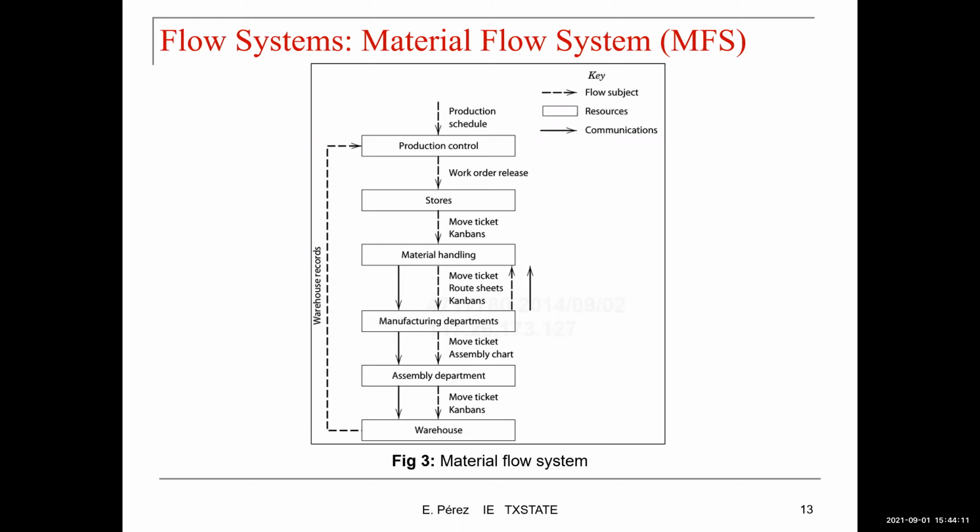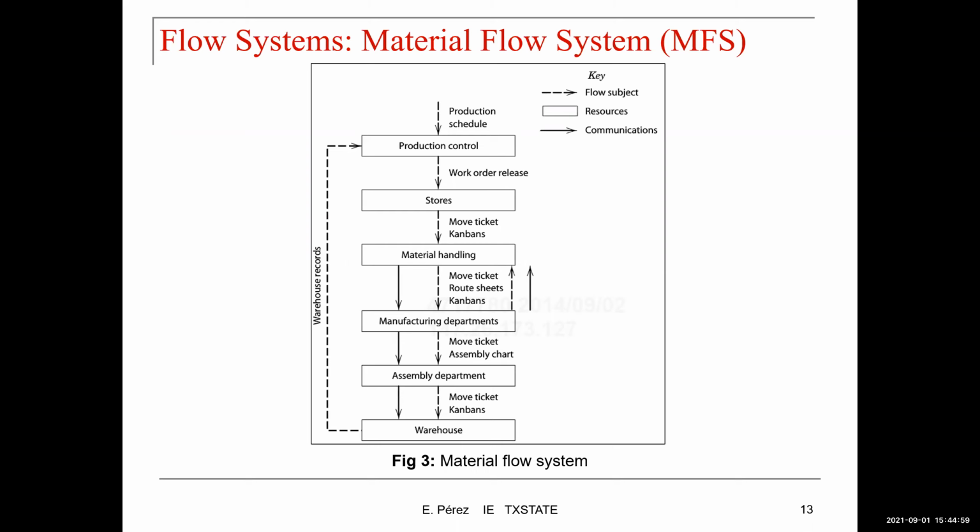We move those tickets inside the facility according to the route that each product needs to follow. The material handling is in charge of, again, distributing or moving those parts according to the flow required for the completion of the product. And then the manufacturing departments are the ones that are going to be working with the part or the supplies in order to make it the final product. We get to the assembly department, and once the product is completed, we send them to the warehouse. Once we update the warehouse records, we go back to the beginning and the process is repeated.